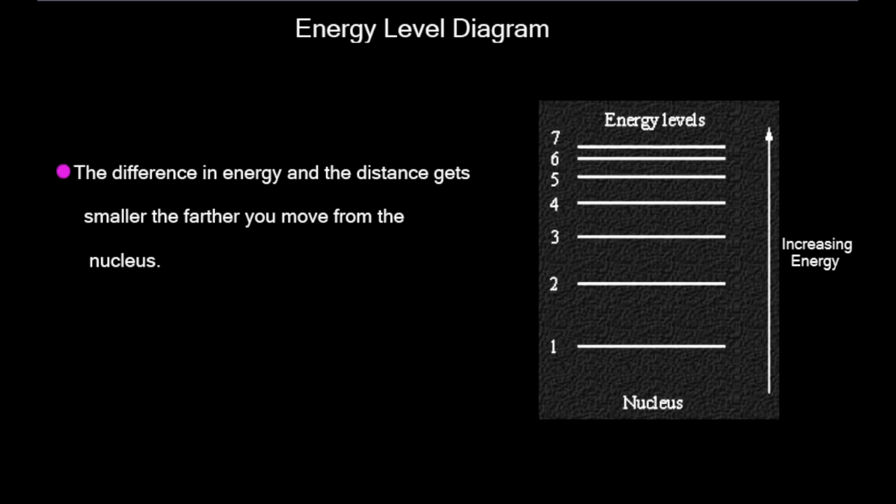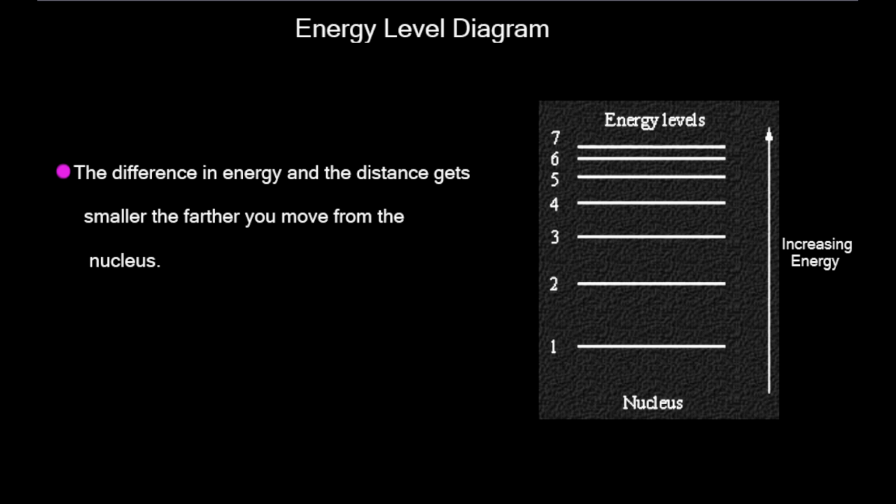Now, here's something very important. When an electron transitions between energy levels, the energy gaps between these levels are not equal. The difference in energy gets smaller the further you move from the nucleus. The larger energy jump is always between n equals 1 and n equals 2. You can clearly see this in the energy diagram shown here on this slide.